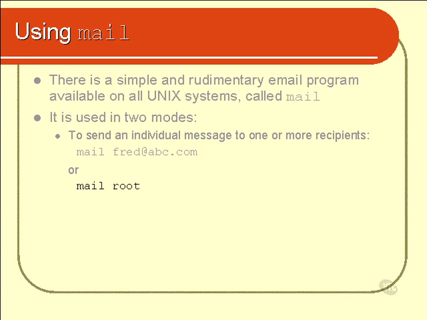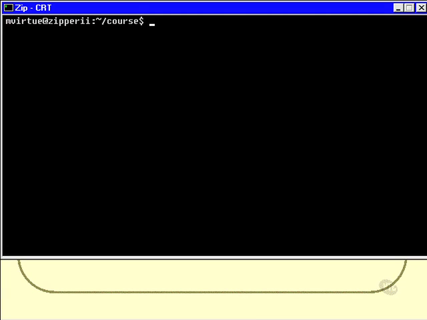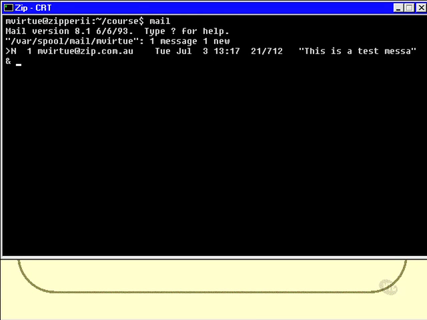If you actually want to check your email, you can use the same program, but you use it in a slightly different way. To read your messages and reply to them, you use the program just by itself, mail on the command line. So now I simply type in mail and I get the following screen. I now have an interactive program with its own little prompt. The prompt is the ampersand sign. It's waiting for me to type in a mail command.